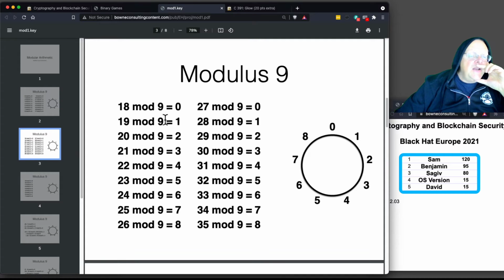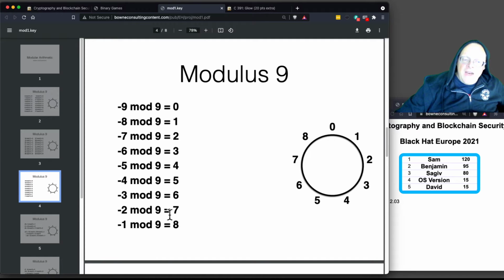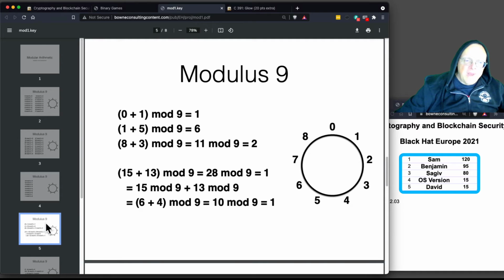And you can go all the way up. Here's 27 mod 9 is 0, and 18 mod 9 is 0. This is just 3 times around, and this is just 4 times around. And you can subtract, and you can have negative numbers. 0 minus 1 gets you 8. 0 minus 2 gets you to 7. So you can have addition and subtraction.